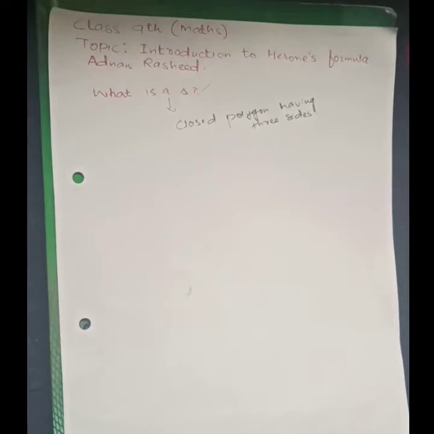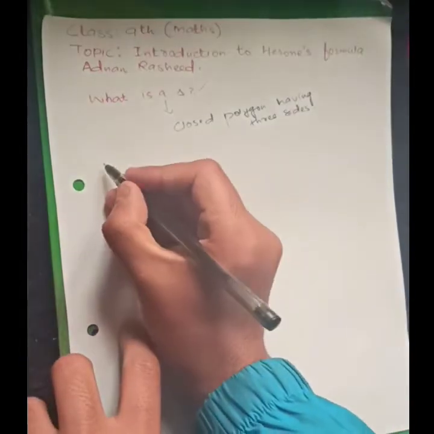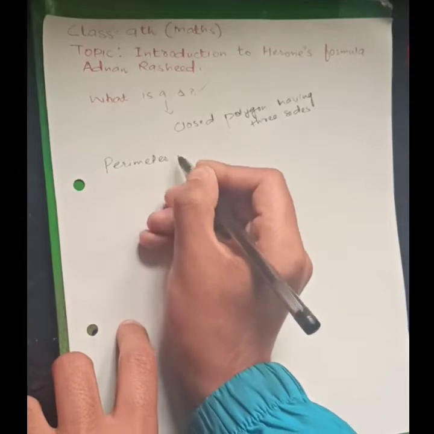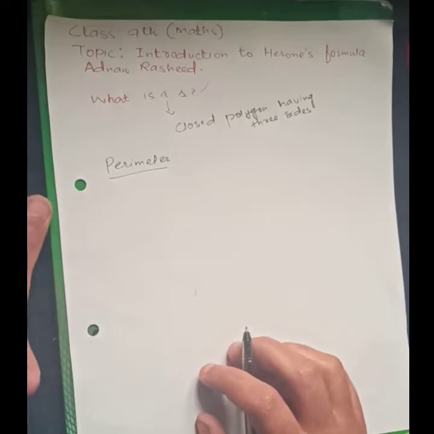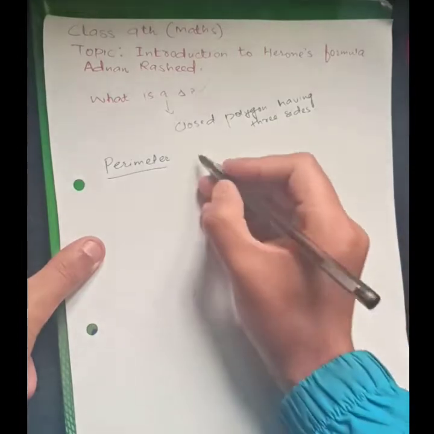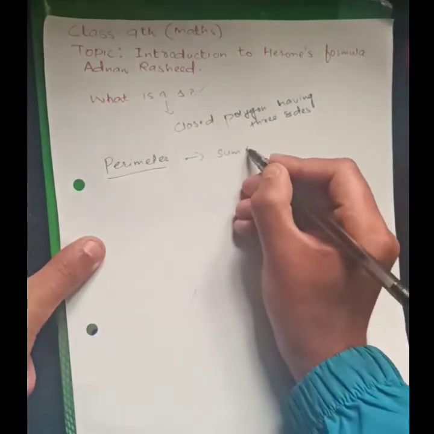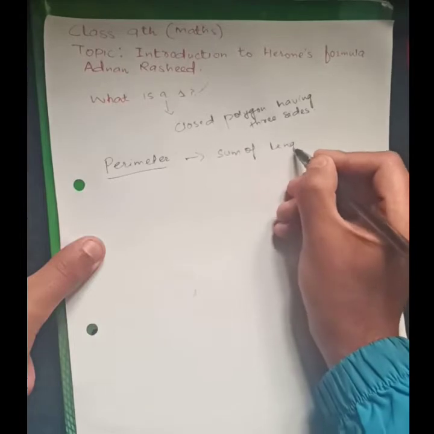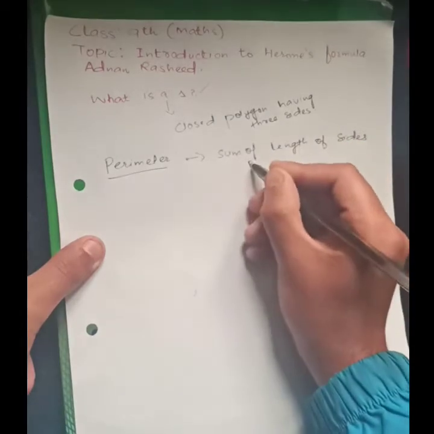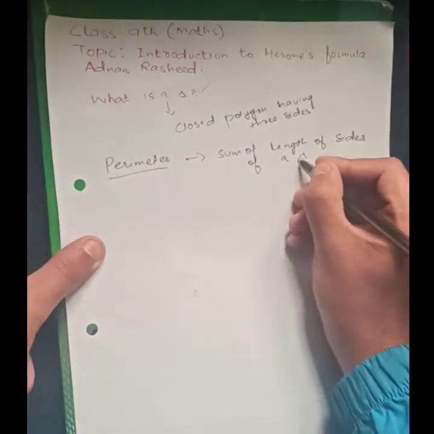The two most important terms related to triangles which you people should remember: the first one is perimeter. What is the perimeter of a triangle? Perimeter of a triangle is simply the sum of the length of the sides of a triangle.